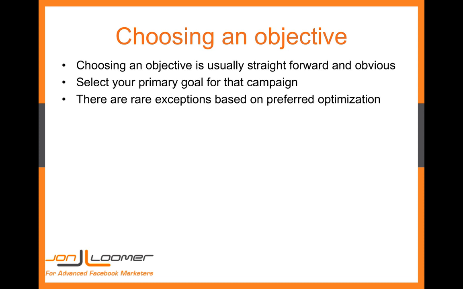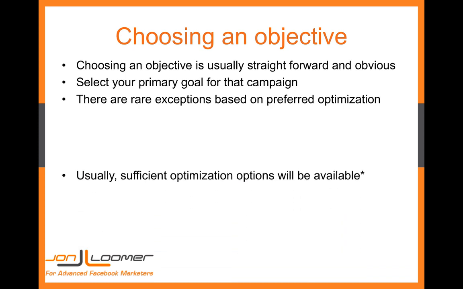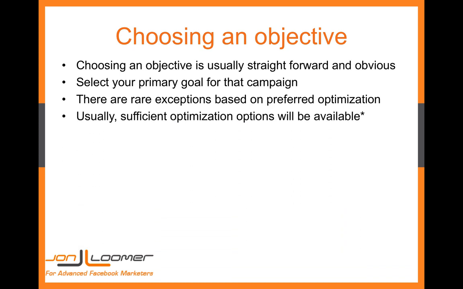Now, there are rare exceptions based on your preferred optimization. So there's sometimes, and we'll get to this in a little bit, where you do want sales, but the type of optimization that you want to use isn't available under a conversion objective. And we'll get to that in a minute. But usually there are sufficient optimization options available to you based on your objective.